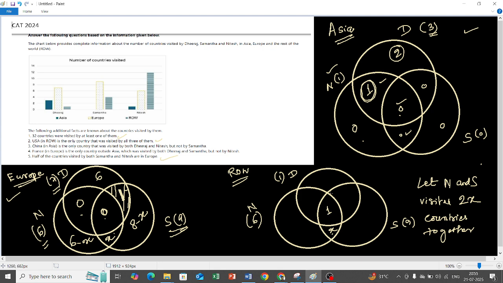Now let us fill up this ROW. So in ROW, USA is the only country. Okay. So this is again going to be 0. This is again going to be 0. Okay, because there is no country in ROW that Dheeraj and Nitesh visited together. No information is given. There is no common country that Dheeraj and Samantha visited together.